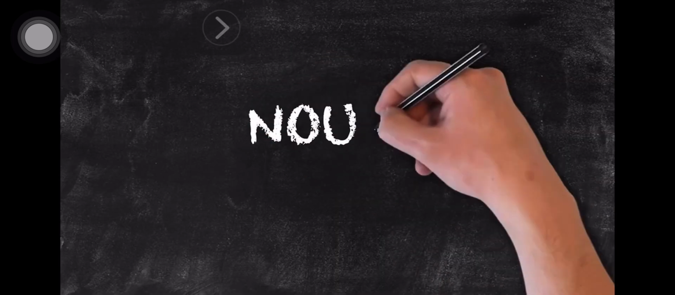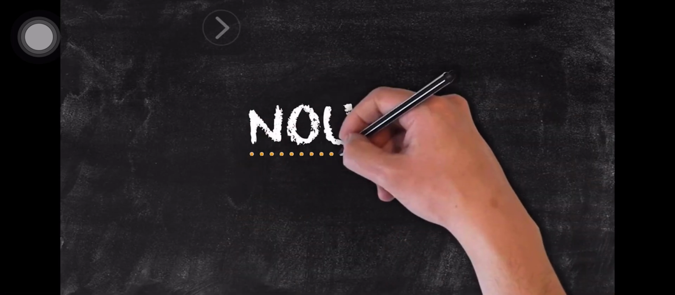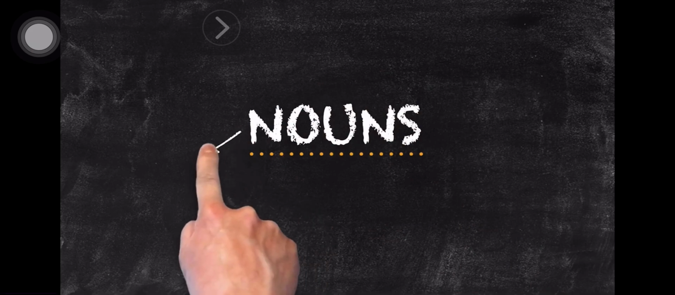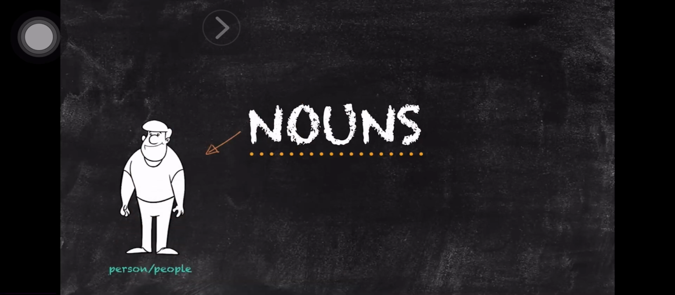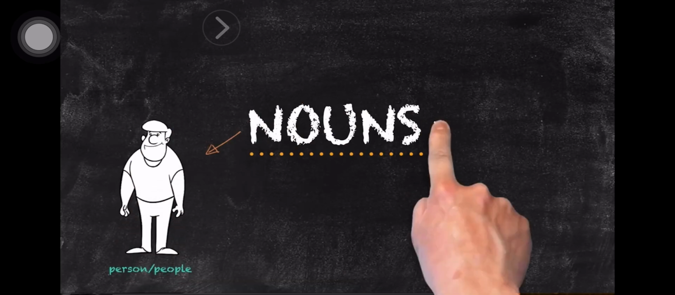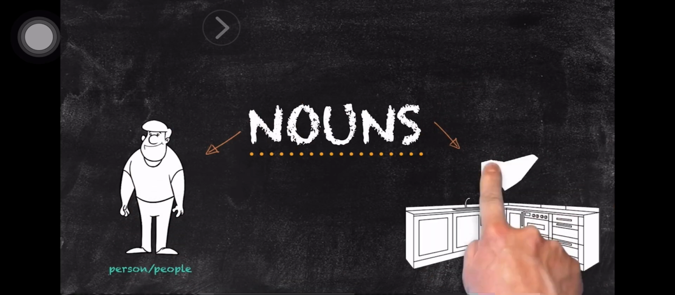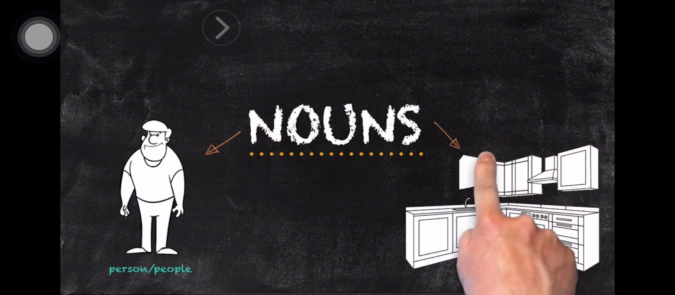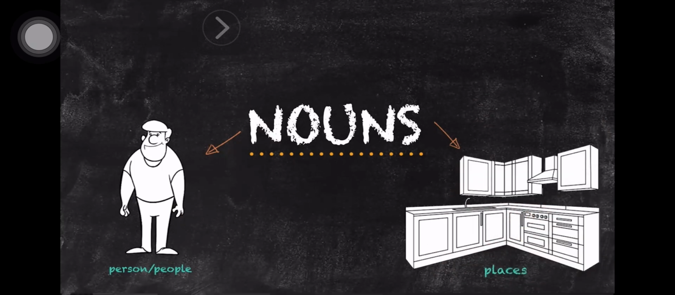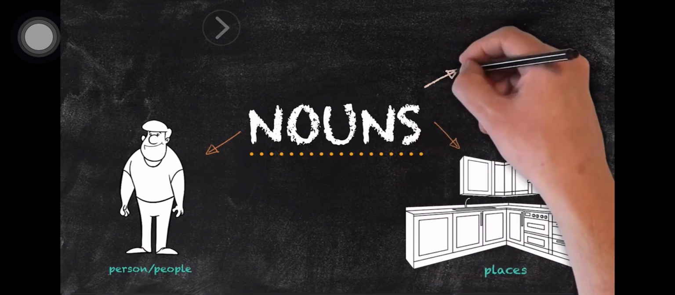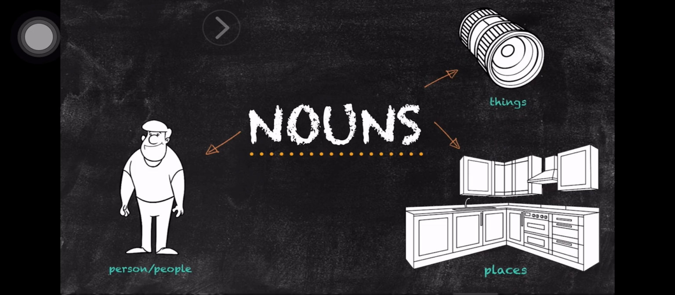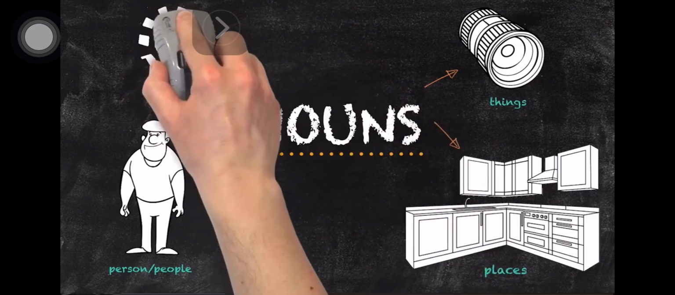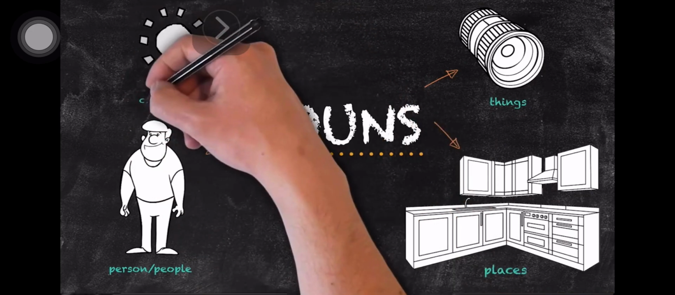Let's begin our examination of parts of speech with nouns. Nouns are our naming words. They name a person or people, such as Jack, Jill, brother, Prime Minister. We have a place or places, such as kitchen, Tokyo. Things are the things around us, pen, light, camera. We have our concepts and ideas, beauty, democracy.